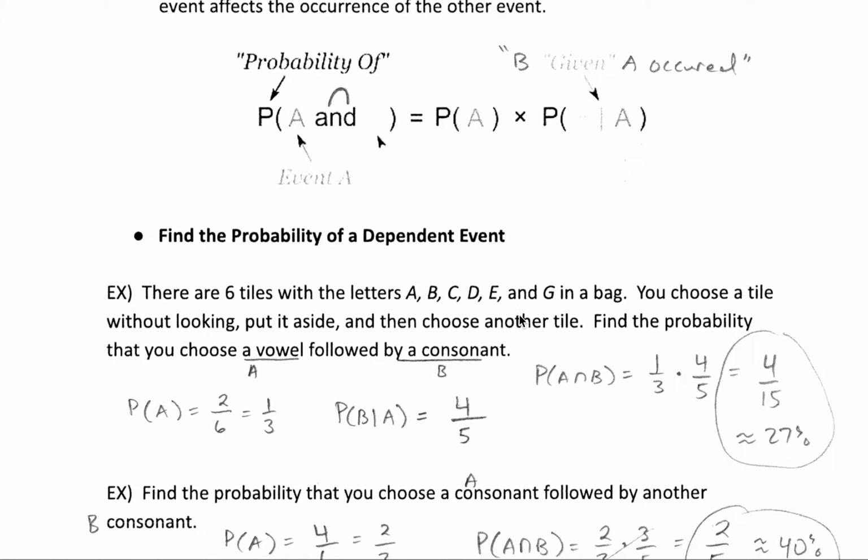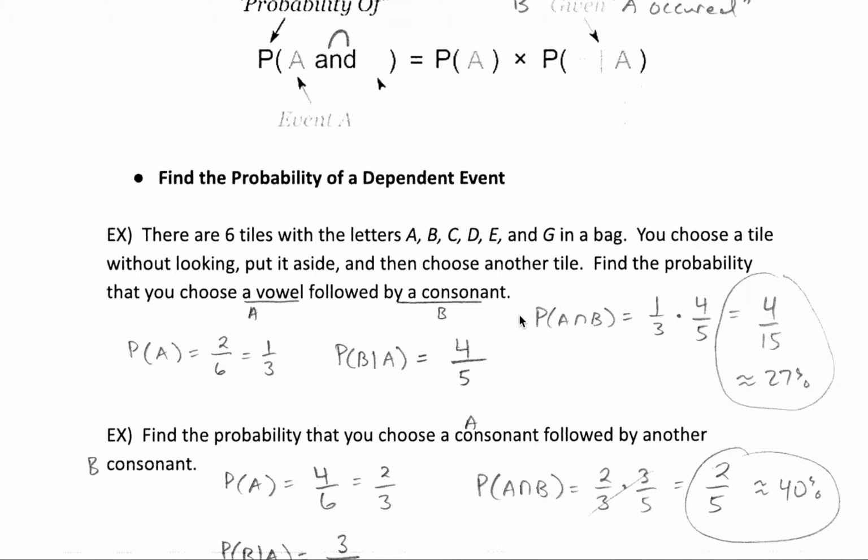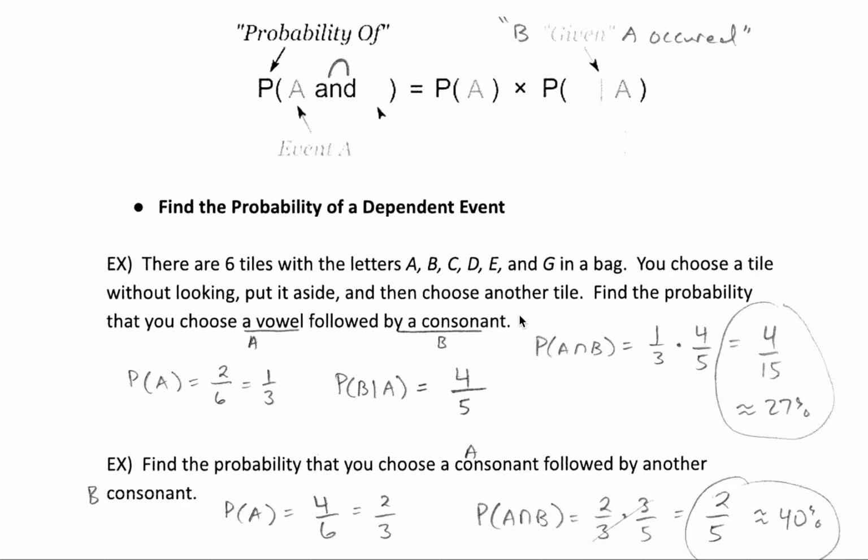All right, so a little bit complicated here, but really the math is the same as what we just did, just multiplying two fractions. Let's see if we can set up those individual probabilities and see why we have dependent events this time instead of independent events. In this example, we got 6 tiles. We got the letters A, B, C, D, E, and G.